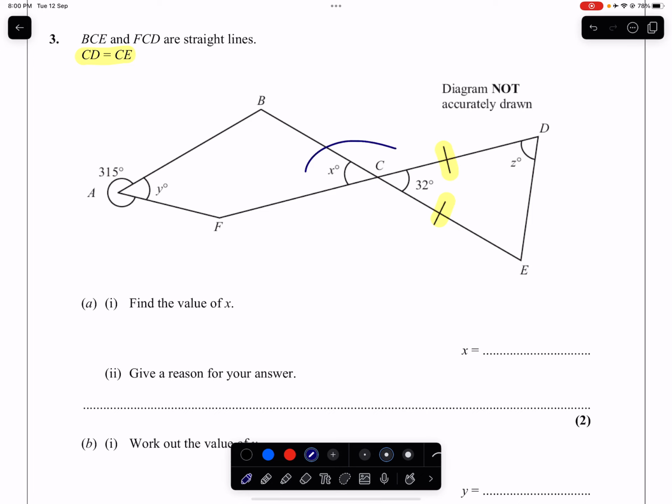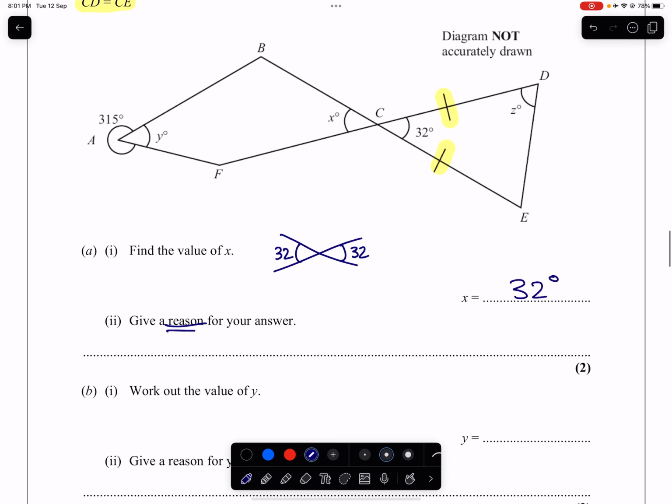So if we look at where x is, there's an angle that's right beside it that happens to be across from it. That's a pun. And that is this one. So x is 32 degrees. The official reason for this, as the angle rule, is that vertically opposite angles are equal.